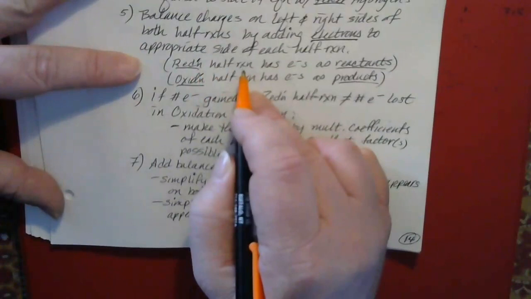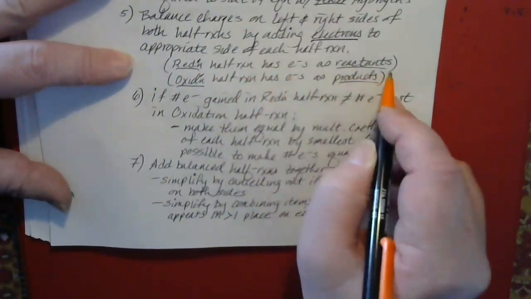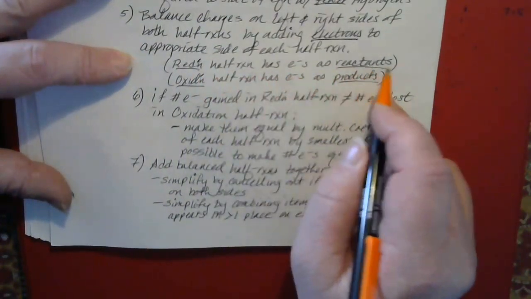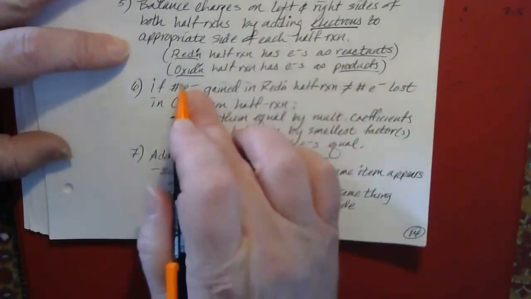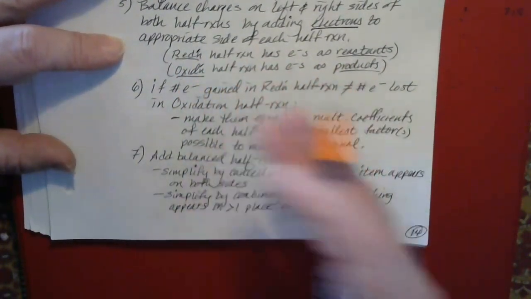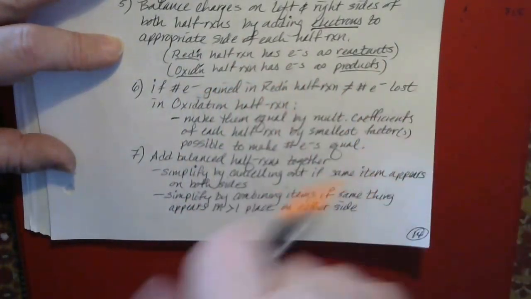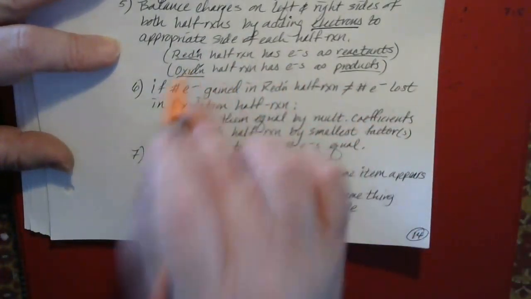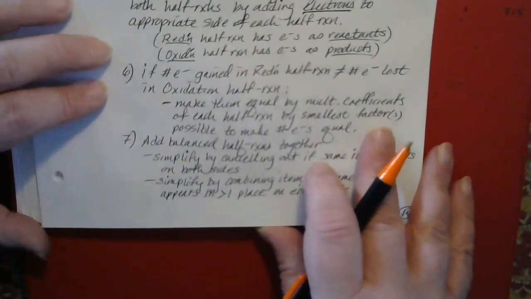Okay. And just remember that the reduction half reaction should have electrons as reactants because you're gaining electrons for reduction. And the oxidation half reaction should have electrons as products because you're losing or releasing or giving off electrons in an oxidation.